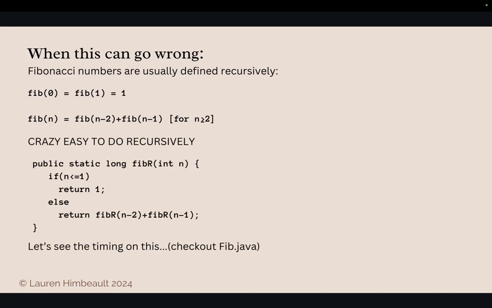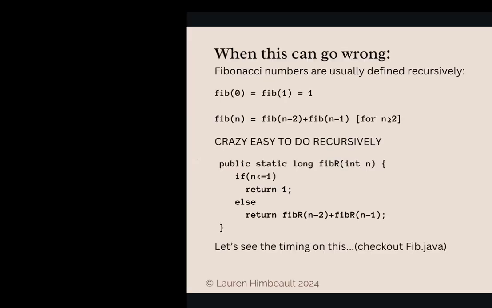This is crazy easy to do recursively. Look at how long this method is. It's so tiny. If n is less than or equal to 1, we're just going to return 1. Otherwise, we're going to return the recursive calls of n minus 1 and n minus 2, the previous two values. This is crazy simple to look at, and you're like, yeah, okay, that makes sense. That's so easy. Let's actually go run this code.